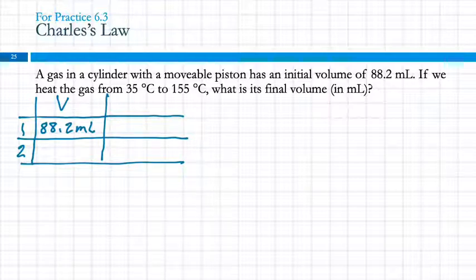So that's the initial volume, and it says we heat the gas from 35 to 155. The initial temperature is 35 degrees Celsius, and the final temperature is 155 degrees Celsius. This is temperature. But before we go any further, we need to remember this should be in Kelvin. So we're going to convert it right now before we forget.